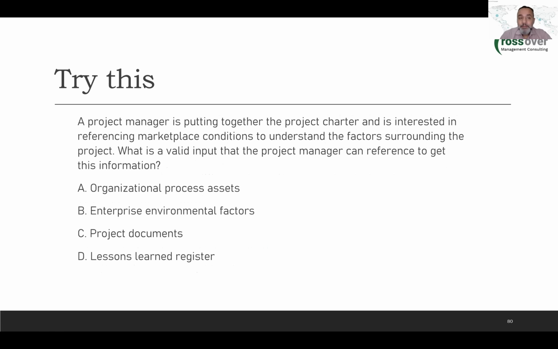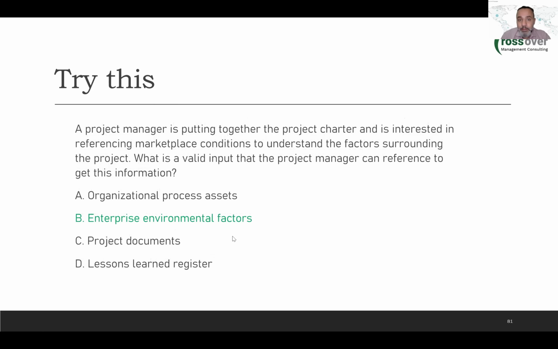Okay, another question. A project manager is putting together the project charter and is interested in referencing marketplace conditions to understand the factors surrounding the project. What is a valid input that the project manager can reference to get this information? So the project manager is looking for the marketplace conditions. What is this considered? OPAs, EEFs, project documents, lessons learned register. What is this considered? The marketplace condition? Yes, we mentioned it, right? It's an enterprise environmental factor.